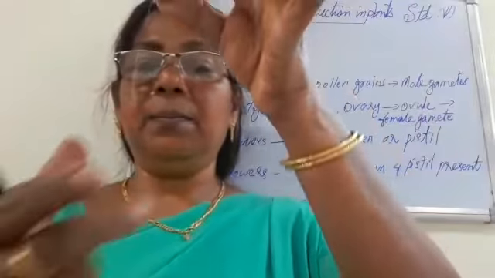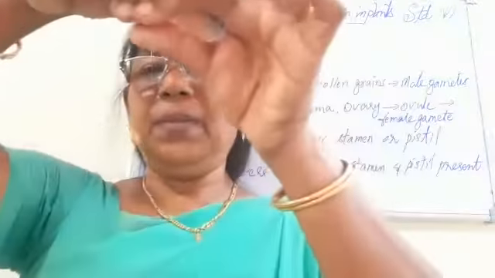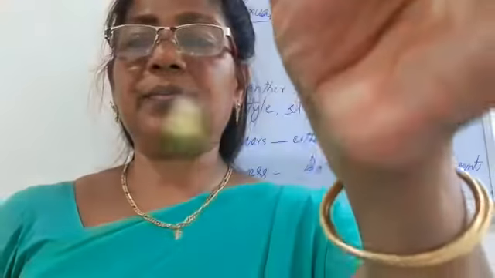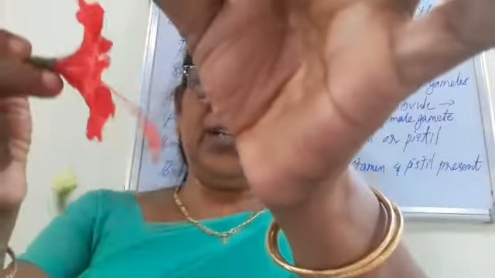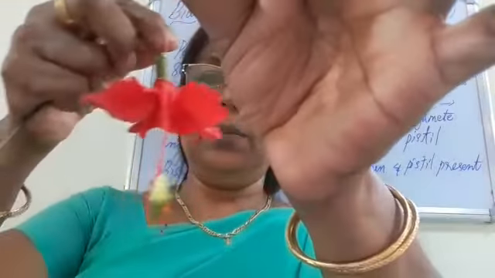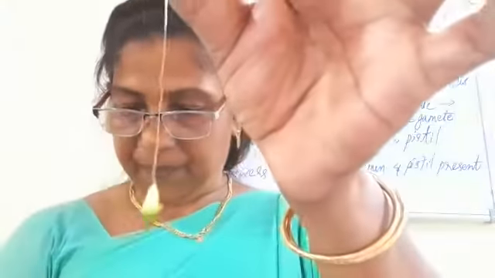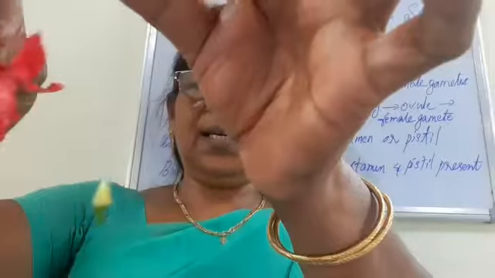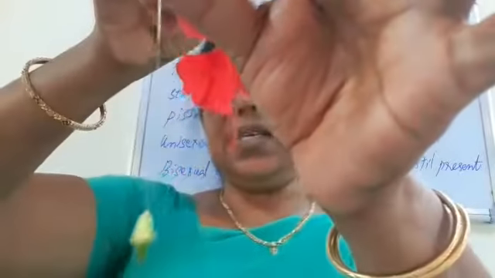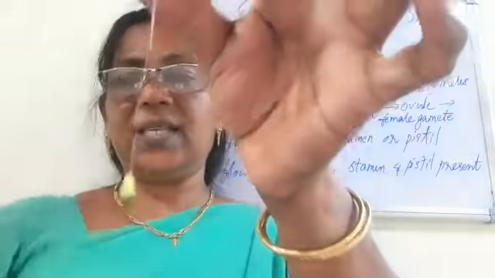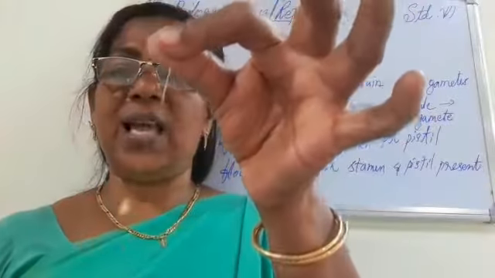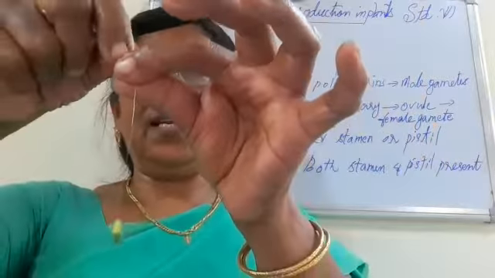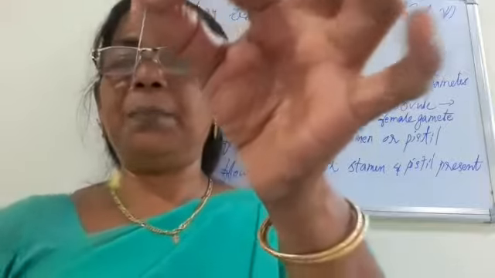This is the pistil. Pistil is staying inside the flower. When we cut this flower into two, you will be able to see the pistil. This is the flower which gets divided into two, and as a result you will get this long structure which is known as pistil. The pistil has three parts.